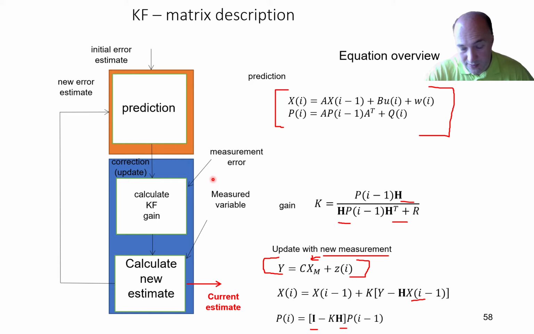So I will skip the first two equations now, and I will go to the common gain. The common gain will now be a matrix, and in this matrix we will say what is our confidence for a specific variable, if we have confidence in the measurement, or if we have confidence in our estimation.